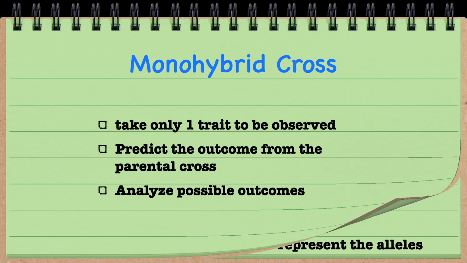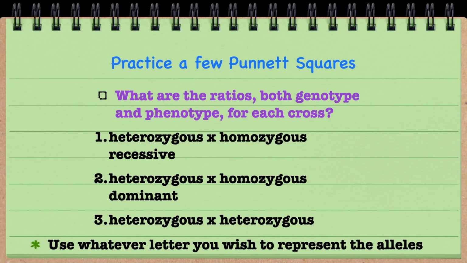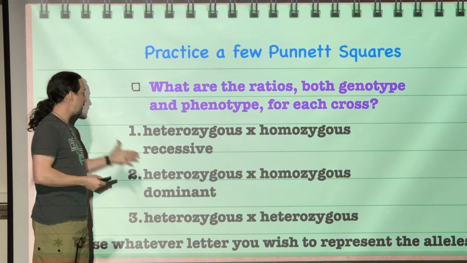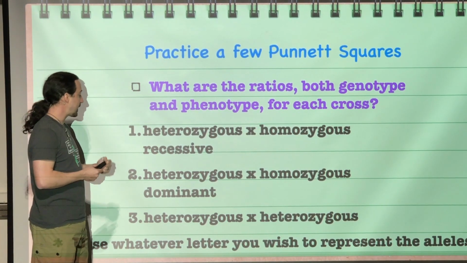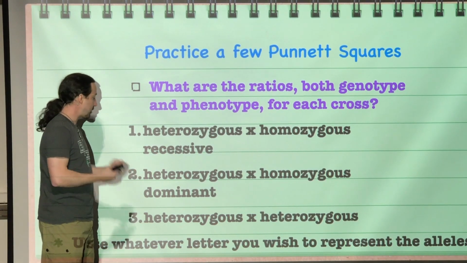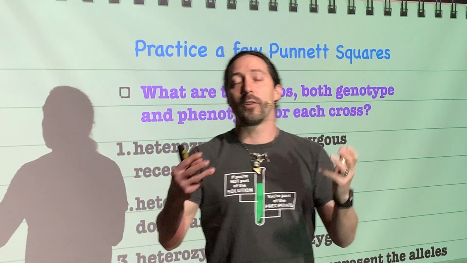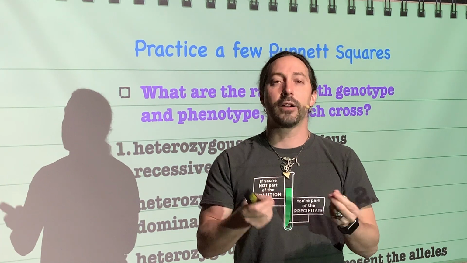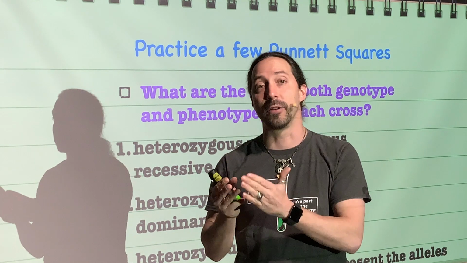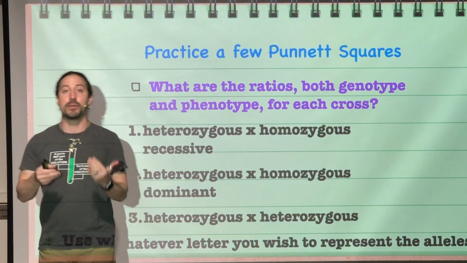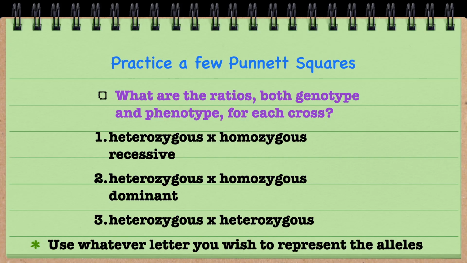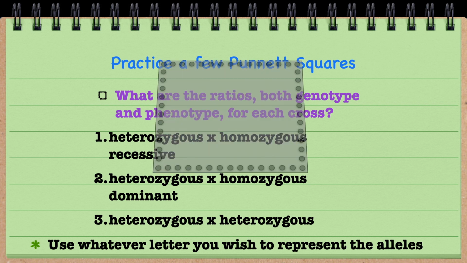So now that we've seen this, what are the ratios, both of the genotype and the phenotype, for each of these crosses? The heterozygous crossed with a homozygous recessive, a heterozygous crossed with a homozygous dominant, and lastly, heterozygous crossed with a heterozygous. You can use whatever letters you wish to represent the alleles, but I recommend using a letter that is very easy to tell the difference between the capital and the lowercase. That's why I was using A's in the past example. So, in a second, I will show the answers for these crosses.